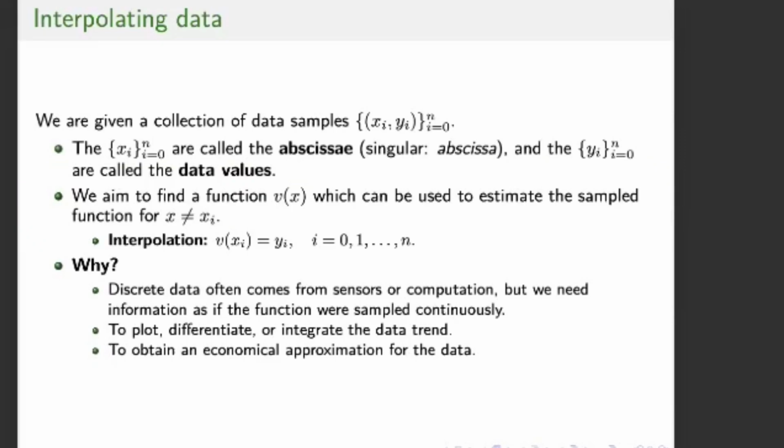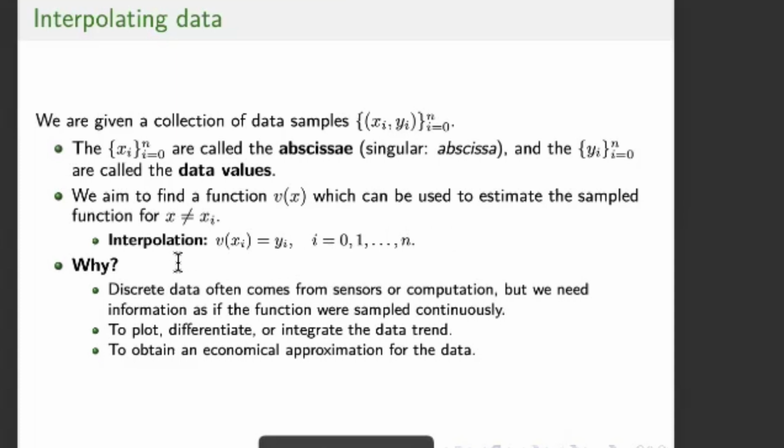So, interpolating data. We are given a collection of data samples, (xi, yi). There are n samples. The xi are known as the abscissa, and the yi are the data values. Our aim is to find a function v(x) which can be used to estimate the sample function for distinct values of x. Sometimes we call these distinct values of x nodes. So interpolation is to estimate the values v(xi), which are equal to the data values yi.